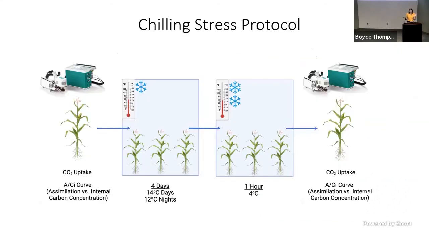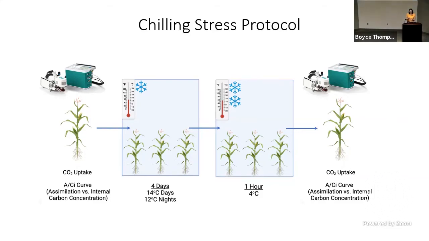So my chilling stress protocol: I started with plants that had just been sprouting in the greenhouse, essentially, and I was able to take photosynthesis measurements at that point as a pre-stress measurement. I then put them in a cold chamber with 12-degree nights, 14-degree days for 4 days. And then the morning of taking my post-stress measurements, I put them in a cold room, so 4 degrees C, just to make sure they really were cold, and then took photosynthesis measurements again. This is actually a shorter timeline than the Stern lab typically uses for chilling stress, just because I was on a little bit of an intern timeline as well. And that's why I added the cold room step. Typically the Stern lab does a longer period in just the cold growth chamber.